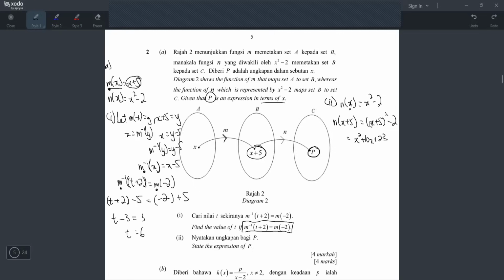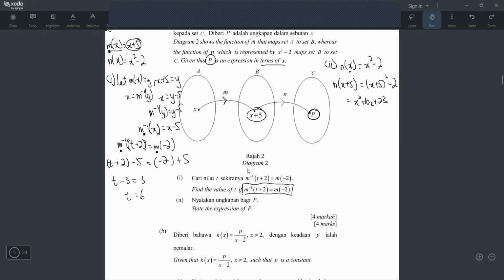Is it too fast for you? Okay, let me explain slowly. (x plus 5) squared means x plus 5 times x plus 5. When you expand, it's x squared, x times 5 is 5x, 5x plus 5x is 10x, 5 times 5 is 25. But there's a minus 2 here, so 25 minus 2, I get 23. So this is the answer. All right, so this is the working. Hope you understand my explanation.